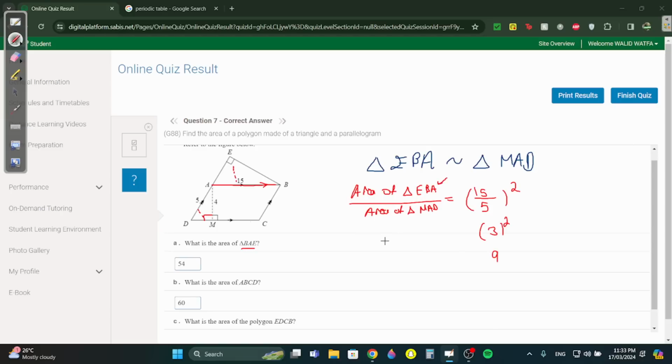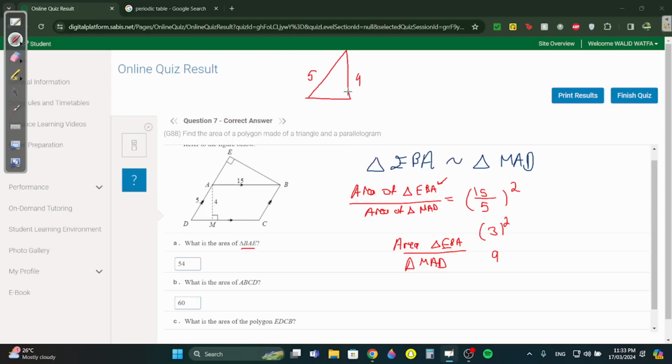The area of triangle EBA, we don't know it, so let's just keep it as area of triangle EBA over the area of MAD. I'm just gonna write triangle MAD, I'm not gonna write the area. We need this triangle MAD. Can we find it? Can you find the area of this triangle over here?